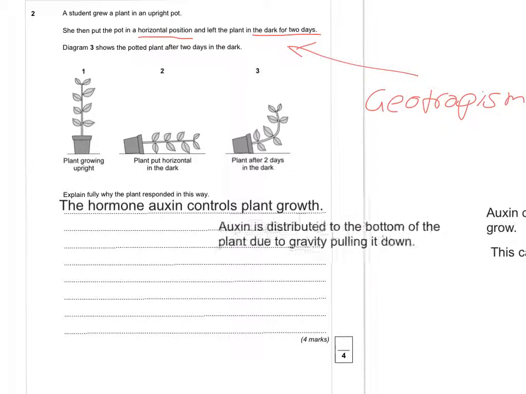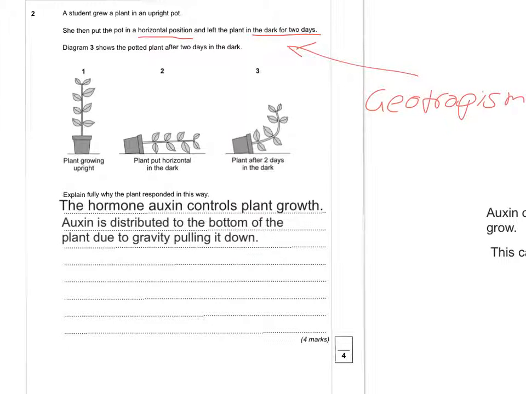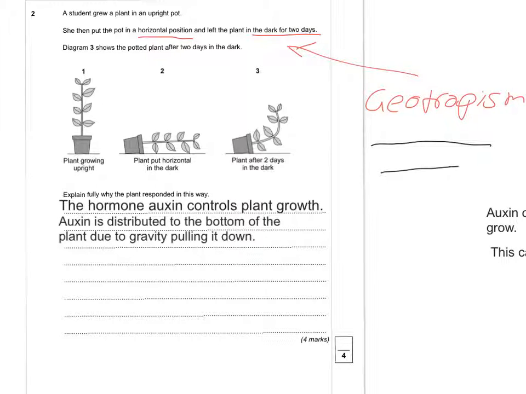And then the next thing after that you need to say is that because the plant is laying down flat on its side, so we'll do a little doodle of it now. So let's pretend that this is the plant flat on its side. Because it's flat on its side, gravity is going to pull the auxin hormones down towards the lower side of the plant. This is a response to gravity. So we've got the auxin collecting there on the bottom of the plant, on the bottom of the shoot, sorry.